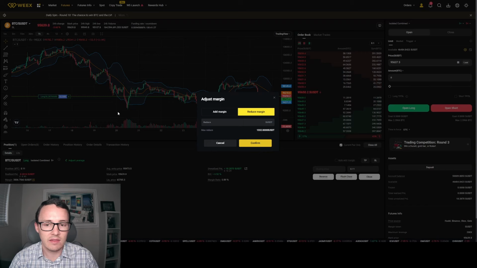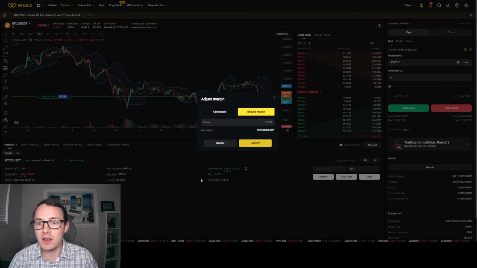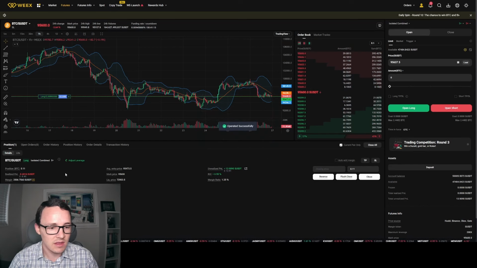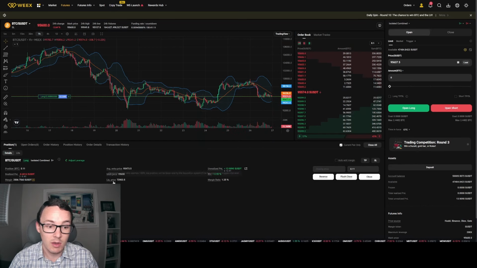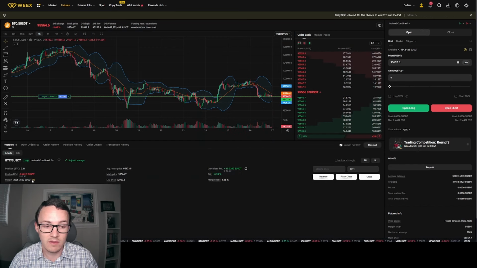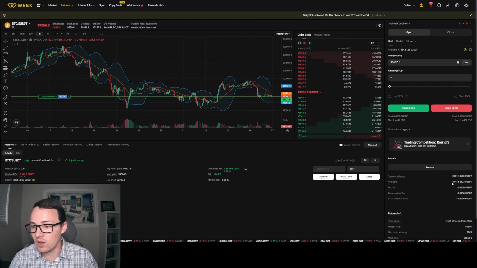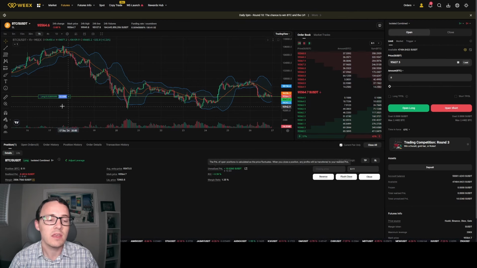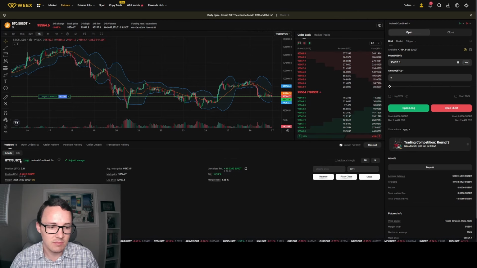So for example, let's say I take a 3x long, price is way up, and I want to pull some margin out to spend on something else. Let's say we reduce this margin by $1,000. Obviously the liquidation price is going to go up a lot, because we've pulled out the margin that we're using, but we are going to have an extra $1,000 available to trade if that's something we want to do. So again, it's very flexible, it's super clean on how you want to trade. It's honestly really nice.